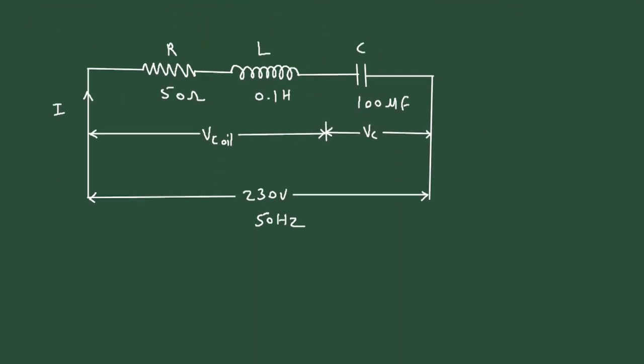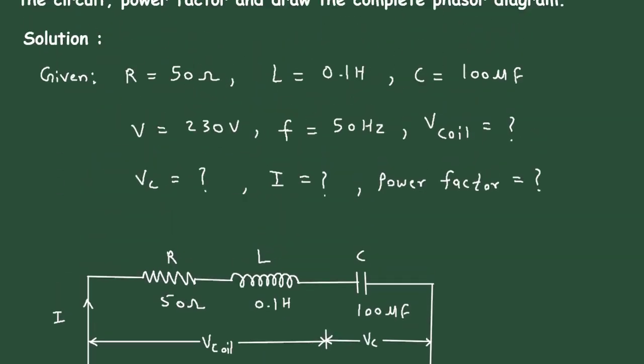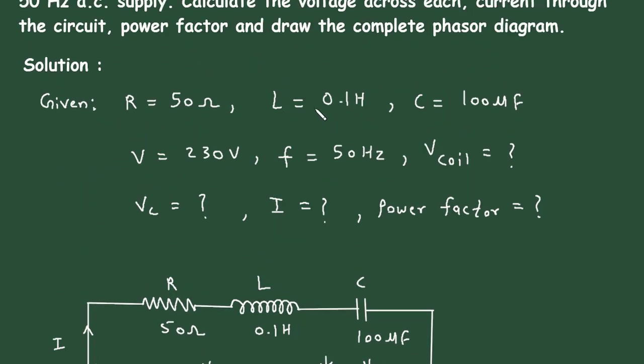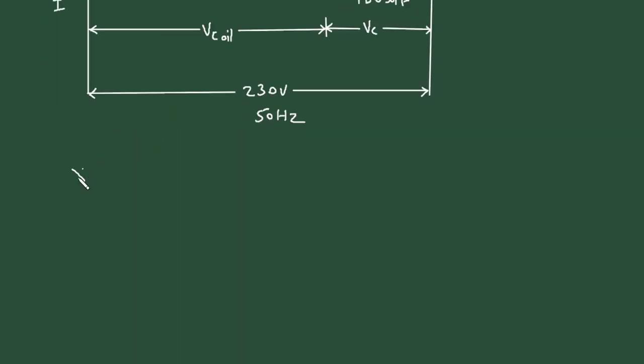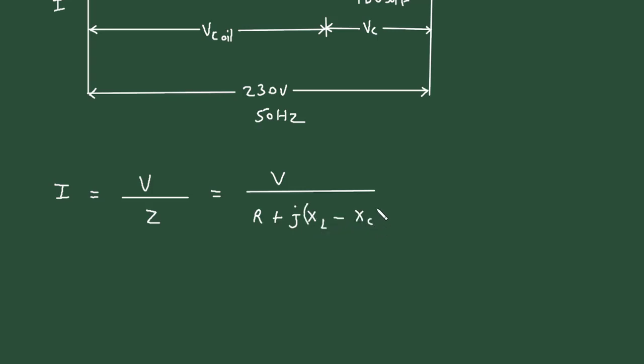So first of all, we will find inductive reactance. From this inductance, we will find inductive reactance XL. Or we can directly put I is equal to V upon Z. We have to find this current I. So I is equal to V by Z. Now Z is R plus j(XL minus XC).